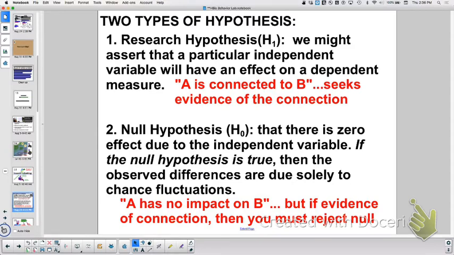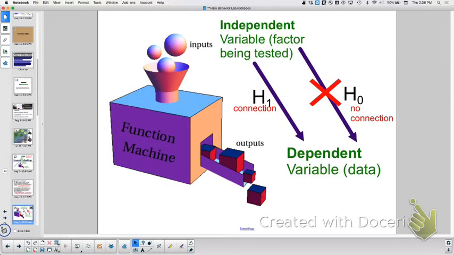A null hypothesis is saying there is no connection between your independent variable and your dependent variable. No connection. And there are reasons why you would do one or the other in your experiment. It could be the exact same experiment, it's just two sides of the coin. If you look here, when we did that same function machine we did before, independent variable, dependent variable, and H1 says there is a connection. If I do this right here, then this will happen. That's the dependent variable. But a null hypothesis says there is absolutely no connection.